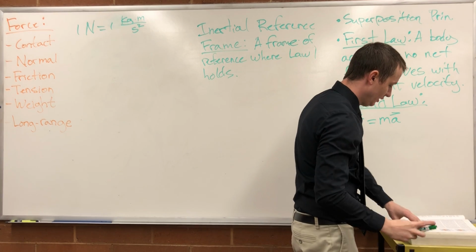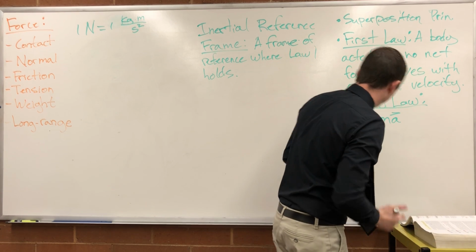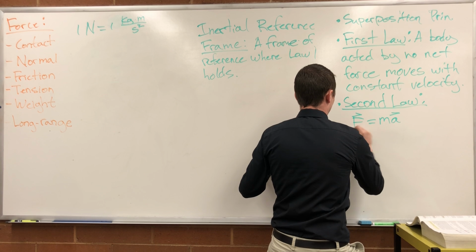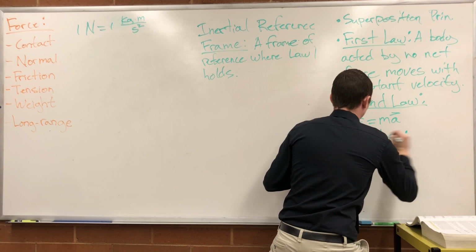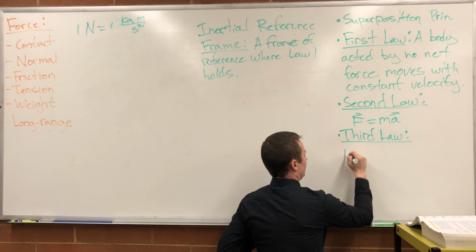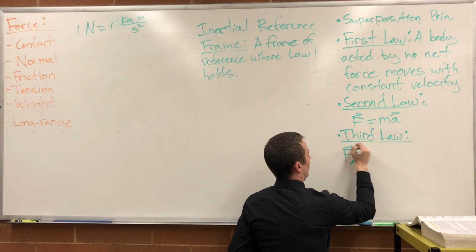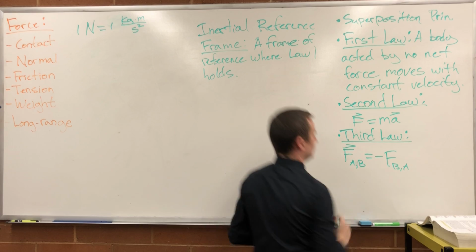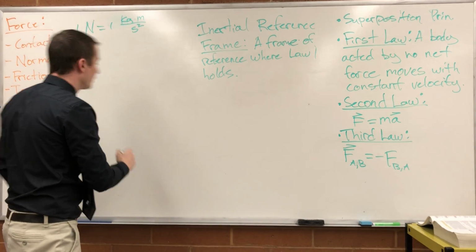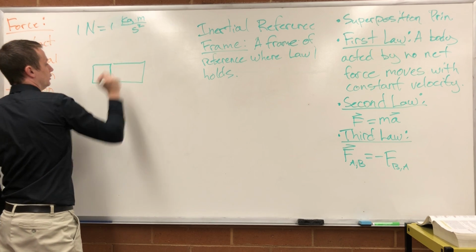So, Newton's second law. Now, Newton's third law. Third law is the one that's often summarized as for every action there's an equal and opposite reaction. And it says that the force from A on B, so we'll do A comma B, that force is equal to the negative of the force from B on A. Let's make sense of this one for a sec. Imagine I have a box here, and I have a box here. 2 boxes.